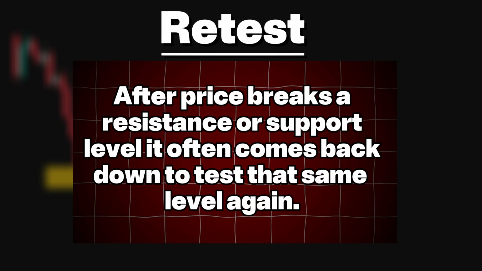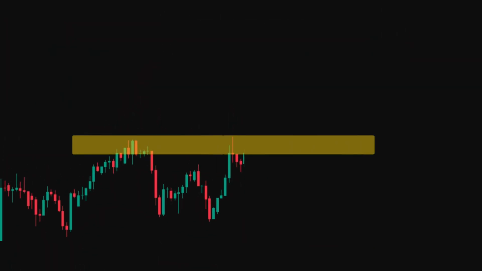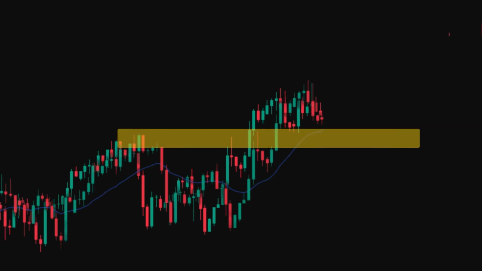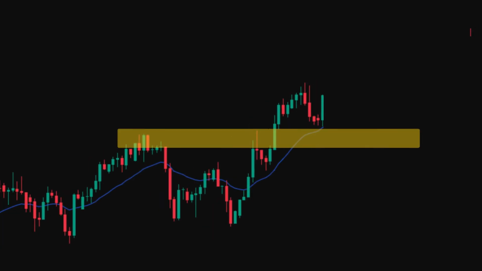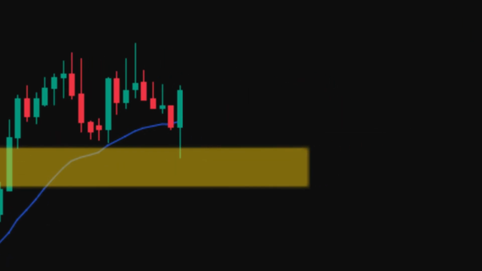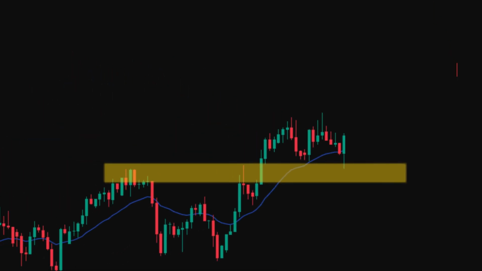So, here's exactly what I'm watching for. Price breaks above the resistance level with strong momentum, then price pulls back towards that same level. If buyers step in again and the level holds, that tells me the breakout is likely real. Just like with the previous setup, I also check the 20 EMA for confirmation. If price pulls back to that level and then closes above the 20 EMA, that's usually my signal that buyers are still in control. That's when I enter the trade.